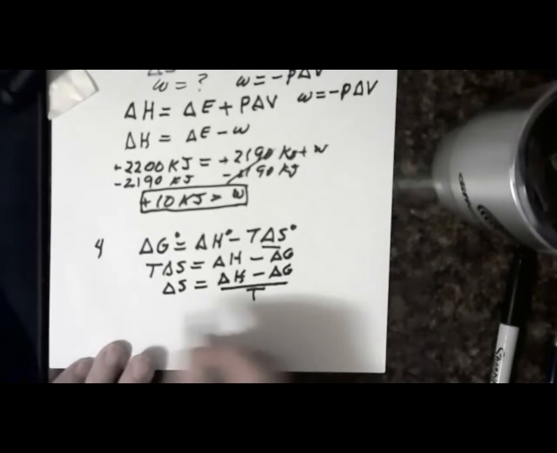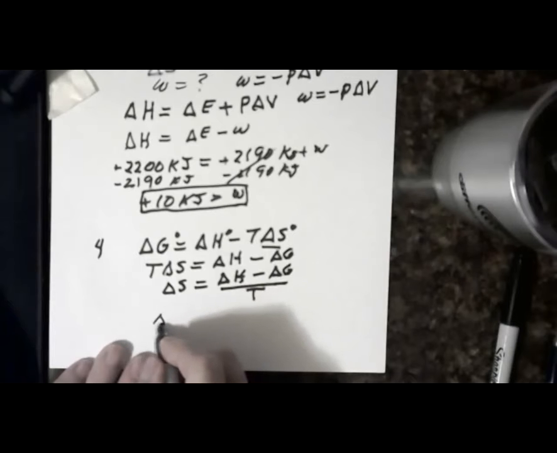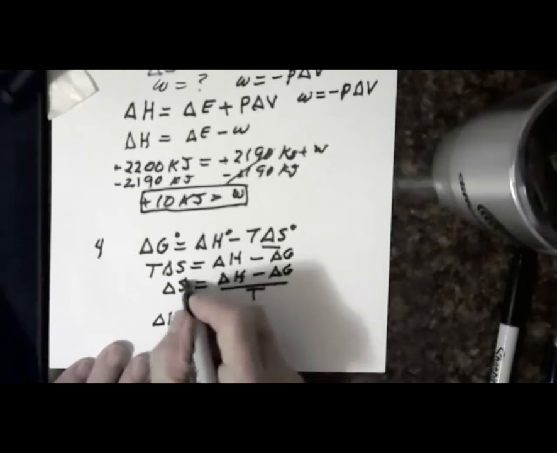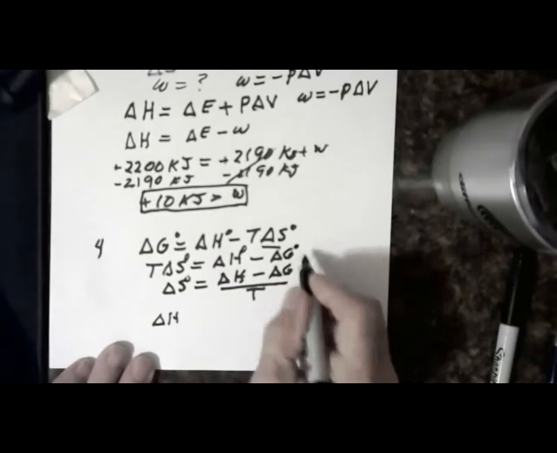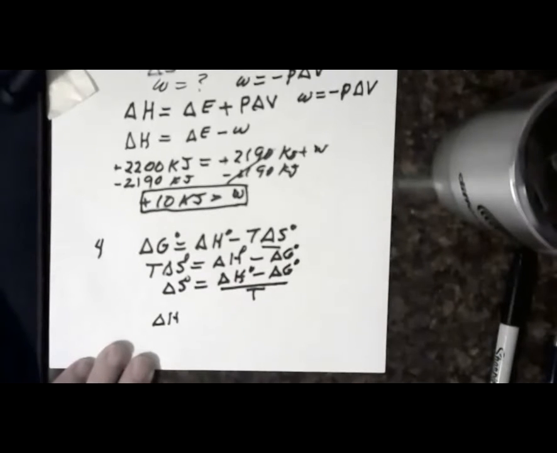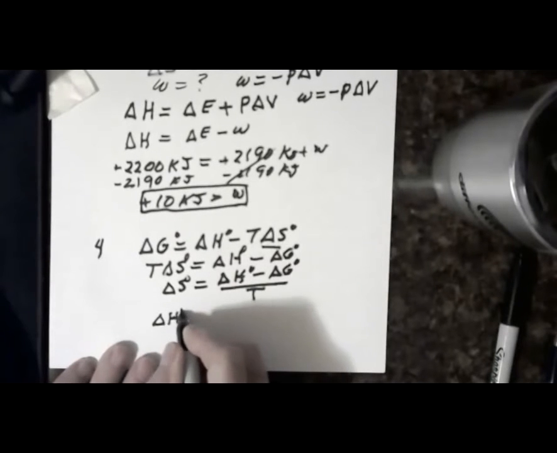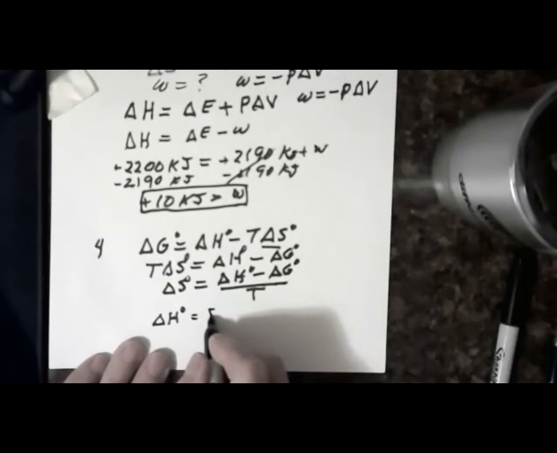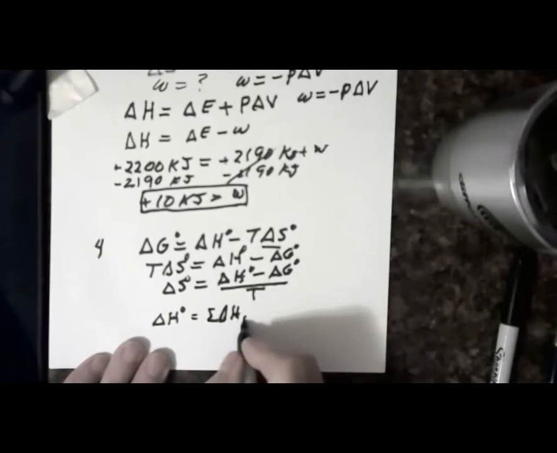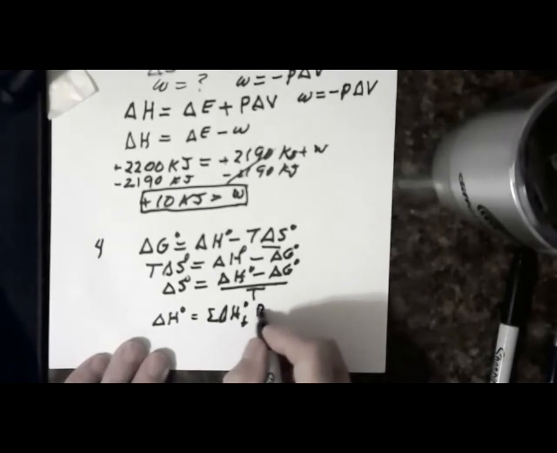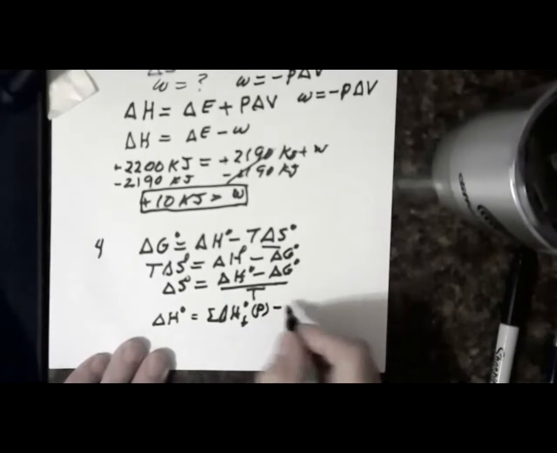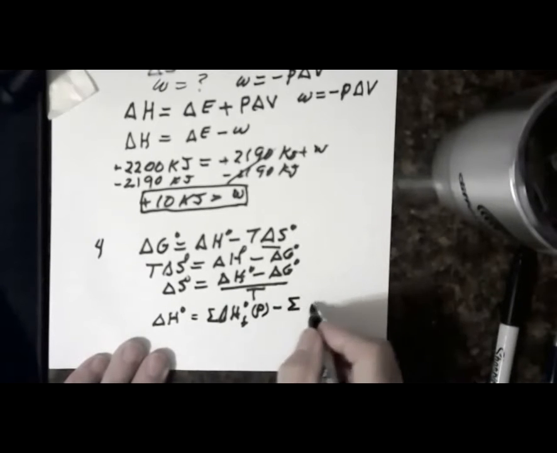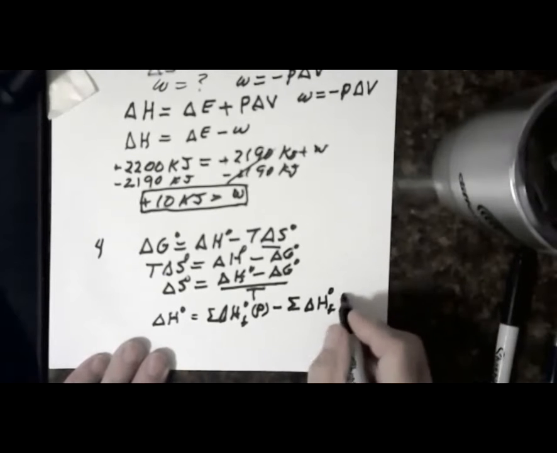So the problem becomes one of calculating delta H and delta G. Looking at my reaction, let's get delta H for the reaction. I've left off all my standard states up here, but that's what we're talking about. So delta H for a reaction is going to be the sum of the delta H of formation of the products minus the sum of the delta H of formation of the reactants.